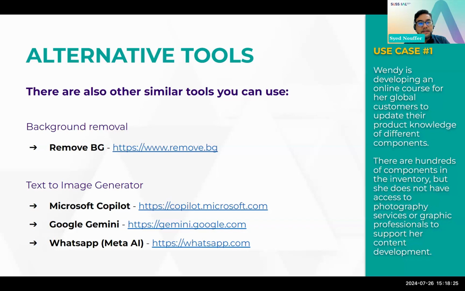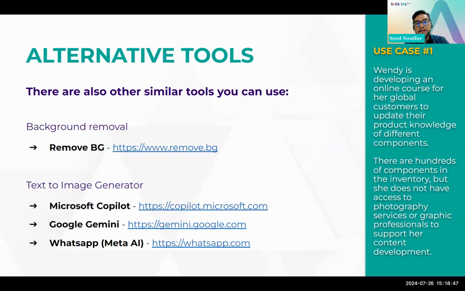The other is the text to image generator. I would recommend three: Microsoft Copilot, Google Gemini, and something that I think most of us have, WhatsApp, the Meta AI tool. I think it's a very powerful tool that you can use also. So these are very accessible tools.